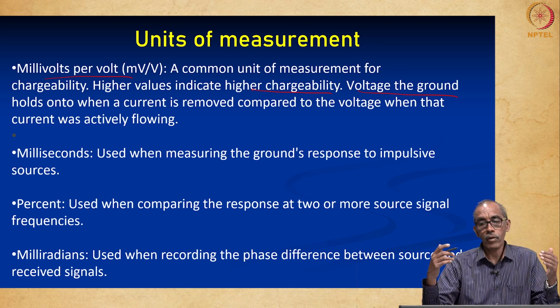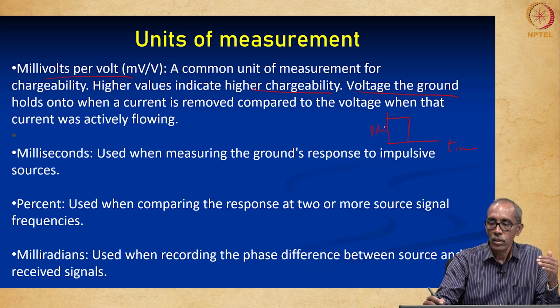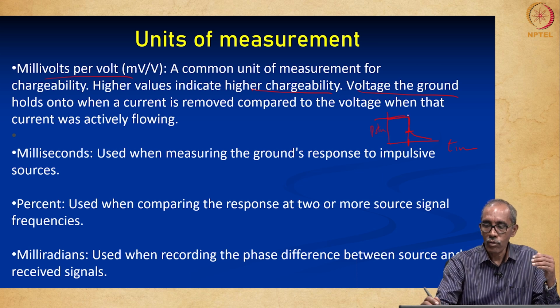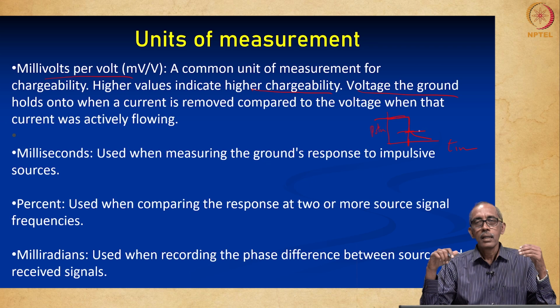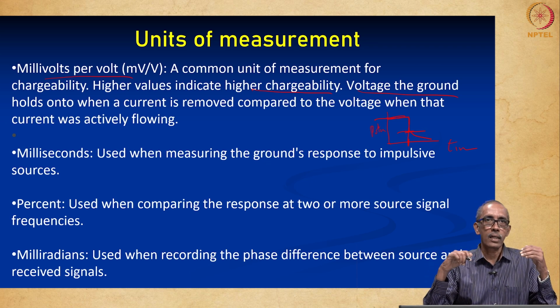In resistivity method, what did we do? We measured the potential during the application of current. This is time and this is the potential. Right. So, in resistivity method, when the current is applied, the potential is measured. At this time, we have stopped the application of current, then the voltage completely diminishes, right. So, here in millivolts per volt, what we are trying to compare is this voltage with that of the voltage that we are measuring as and when we stop the application of current.